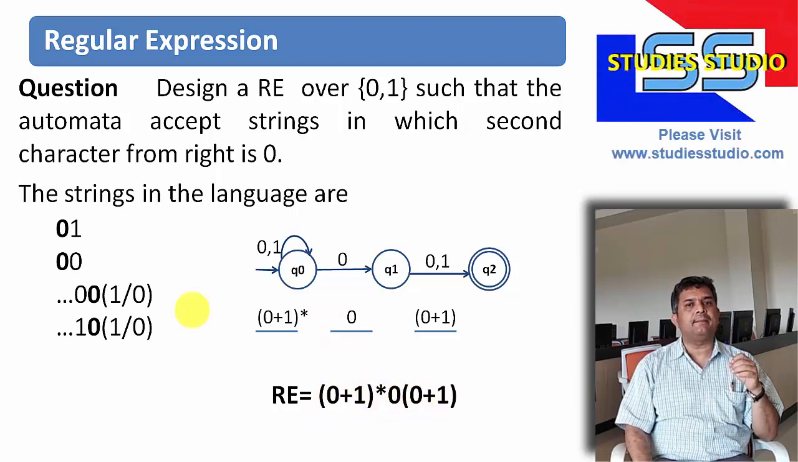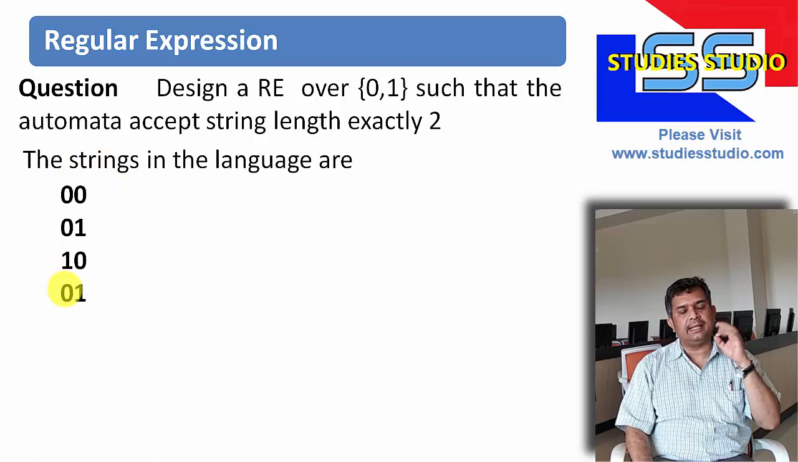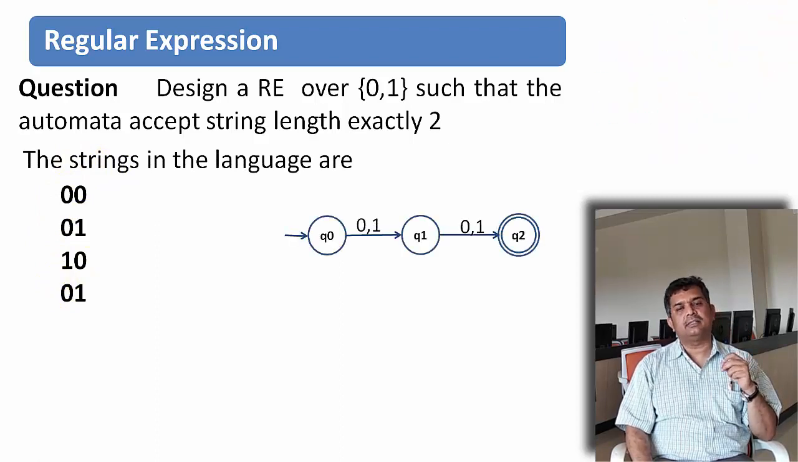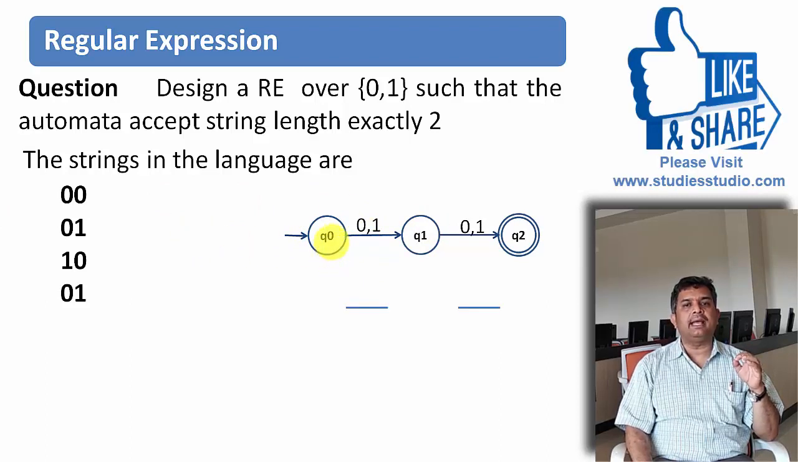Let us take one more example. Design a regular expression over 0 and 1 such that it accepts strings of length exactly 2. So these are the strings which are possible with length exactly 2. And the NFA that I can have is this one. There are two transitions: the first between Q0 and Q1, and the second between Q1 and Q2.